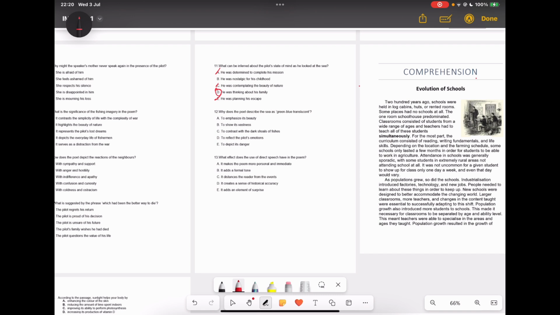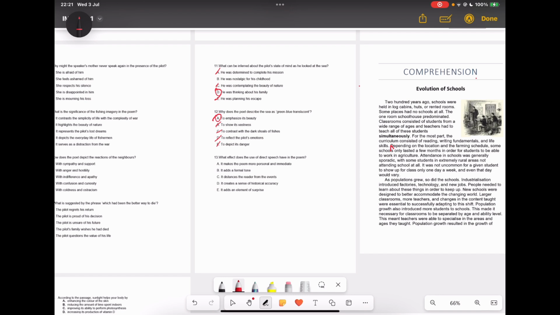So 12. Why does the poet describe the sea as green, blue, translucent? A, to emphasize its beauty. B, to show its vastness. C, to contrast the dark shoals of the fishes. D, to reflect the pilot's emotions. E, to depict its danger. So it could be A, not B, not C, not D, not E. So it would be to emphasize the beauty. Green, blue, translucent is a very beautiful imagery.